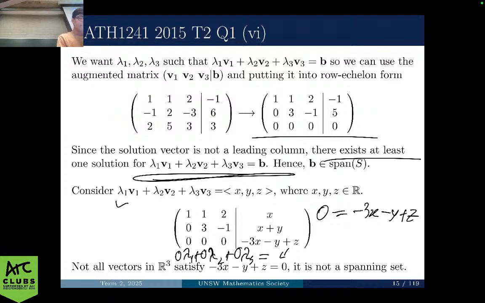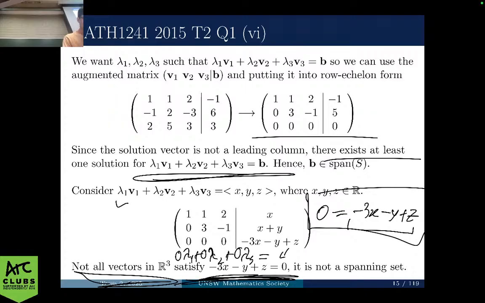And of course, if these values here were equal to any other constant, then this equation just doesn't make sense. So I'm saying like 0 equals 2. That doesn't make sense. So a solution only exists if this condition is satisfied. And so we find that not all vectors in R3 satisfy this. This condition is not always true. It is not a spanning set. Does that make sense to everyone? Any questions? Cool.